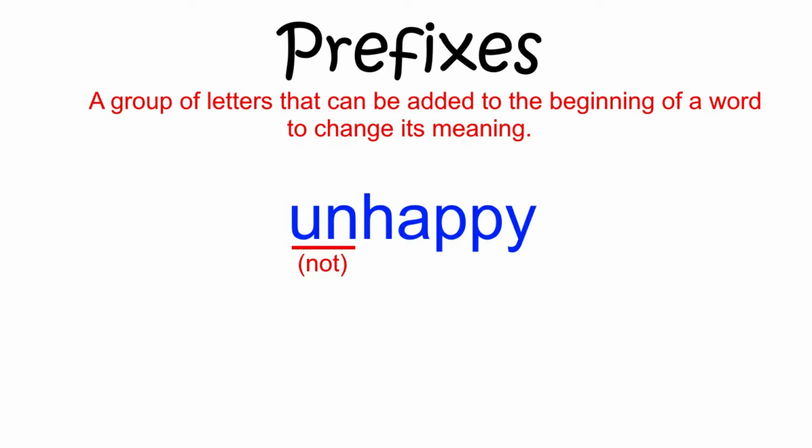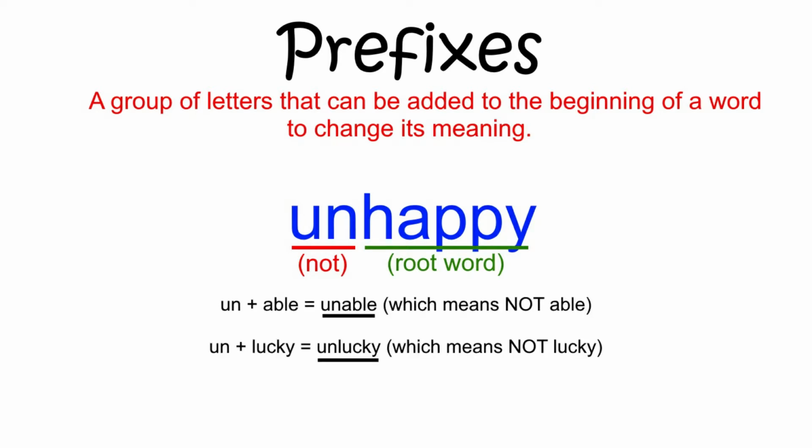For example, unhappy means not happy. The original word happy is called the root word or base word. Some other examples of words to which you can add the prefix un are able, lucky, and certain.